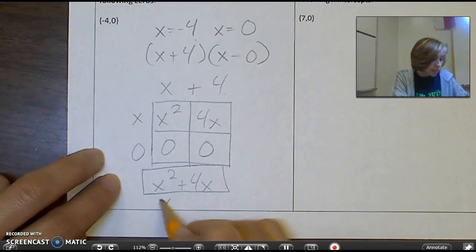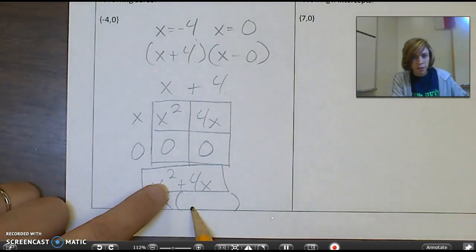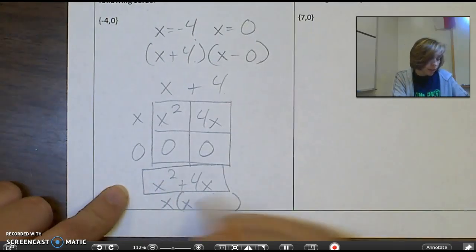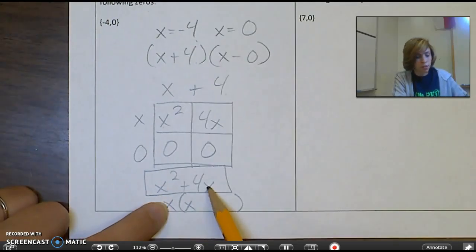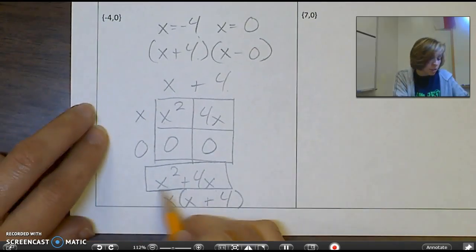So I'm going to take an x out, and I'm going to put parentheses. X times what gives me x squared? That's going to be x. X times what gives me 4x? That's going to be 4. So this is also a possible answer.